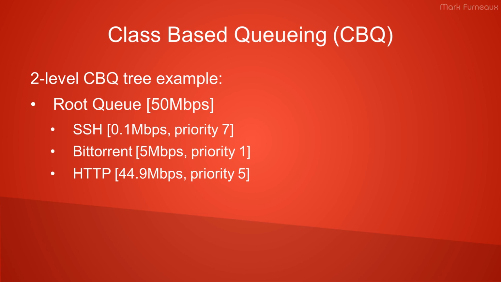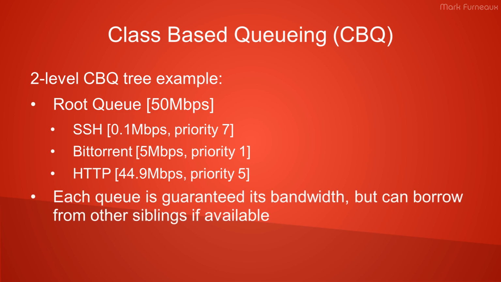Now, every queue is guaranteed its bandwidth, but they can borrow from their siblings if available. So assuming HTTP isn't using all of its available bandwidth, BitTorrent could use that, or SSH could use that, whatever's left over, in order to keep the scheduler work conserving. So just because we've said 5 megabits per second for BitTorrent doesn't mean that's what the limit is. That just means that in the event that all of the other services are using all of their allotted bandwidth, BitTorrent is only guaranteed that much.